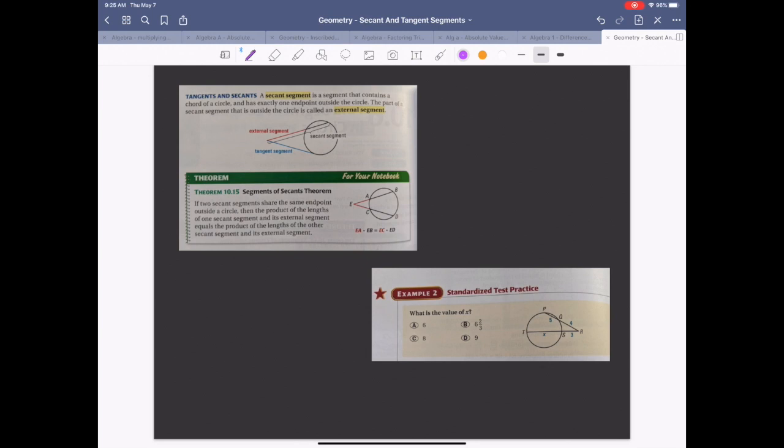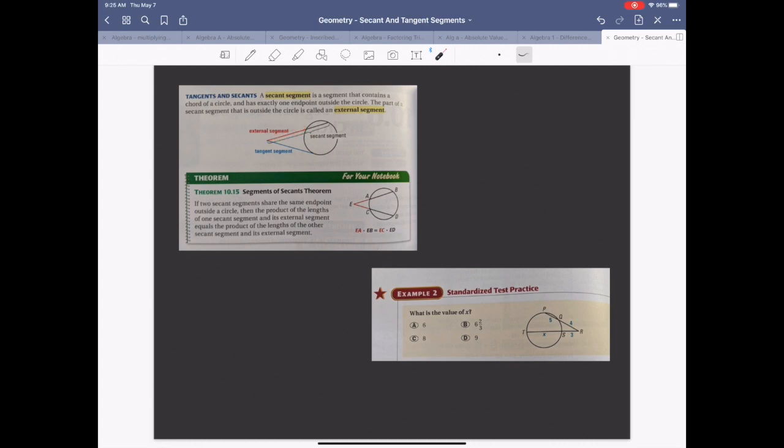So a secant segment is a segment that contains a chord of the circle. So you can see this secant right here. That's the secant. But it contains this little section, which is a chord of the circle. The part of the secant segment that is outside of the circle, this part, is just called its external segment, but it's still a part of the secant.